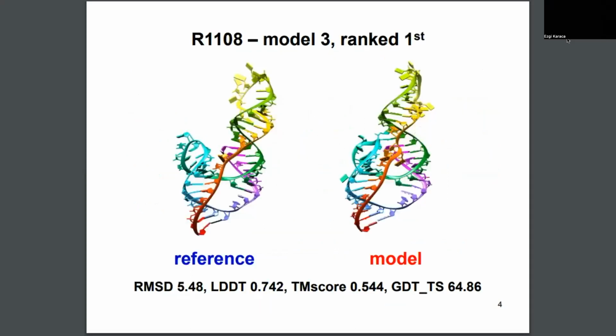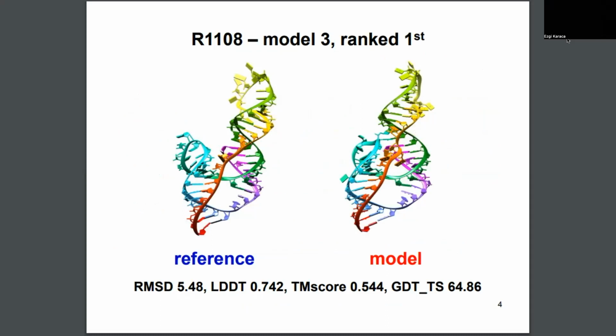I will show a few examples of our predictions to illustrate what I think went right, what I think went wrong. And this is one of the models that, according to the ranking on the CASP website, was ranked first for target 1108, which has reasonable RMSD and other scores. From this perspective, you can already see that while the overall geometry is similar, hence low RMSD, there are some changes.